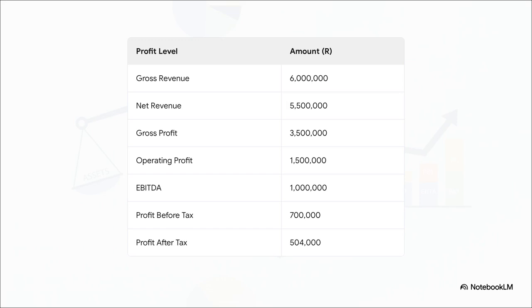Right off the bat, we strip away customer returns, dropping us down to a net revenue of 5.5 million. Then comes the direct cost to actually make or buy the product, our cost of sales, slashing us down to a 3.5 million gross profit. Next, the everyday costs take a bite: rent, salaries, marketing. We deduct those operating expenses to find our operating profit at 1.5 million. We subtract admin costs to hit our EBITDA, sitting at 1 million. Finally, we remove depreciation, the cost of interest on our debt, and of course, the taxman's cut. After all that bleeding, the owners are left with a profit after tax, or PAT, of 504,000 rand. That PAT is the ultimate surviving core of the business.